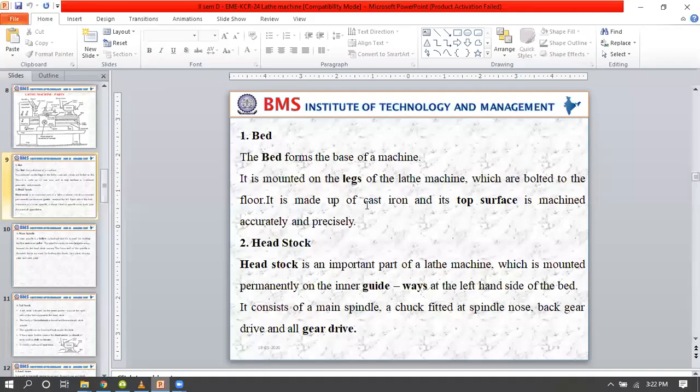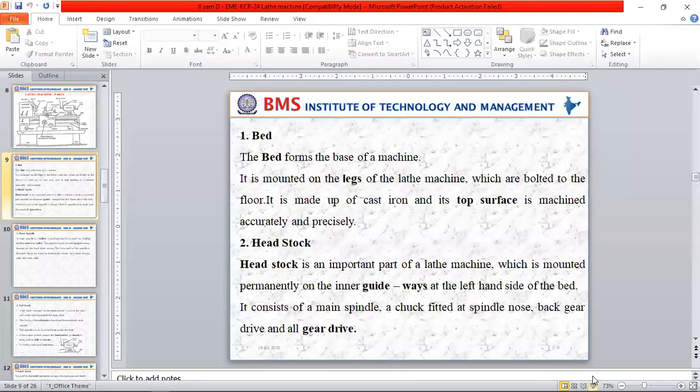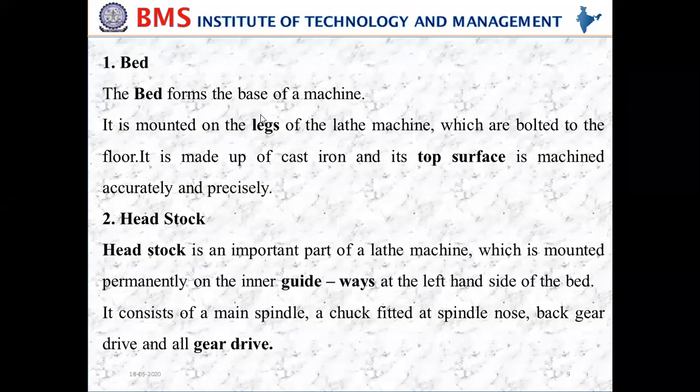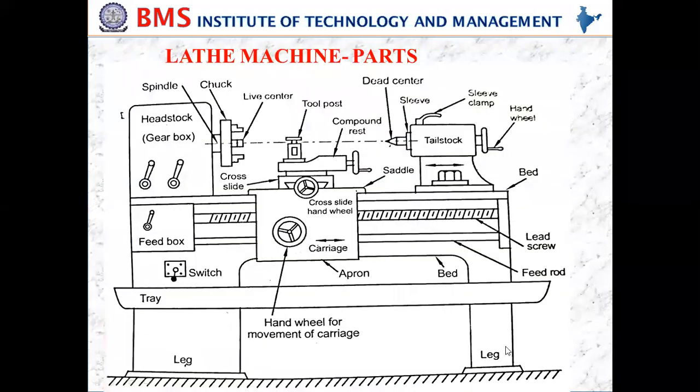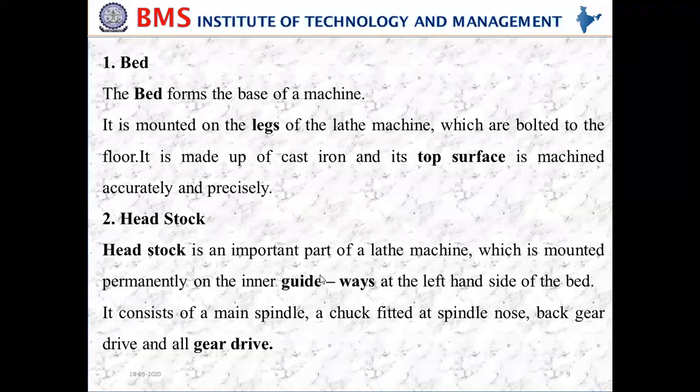So first we discuss the lathe bed. It forms the base of the machine, and it is mounted on the legs of the lathe machine, which are called legs or columns. These two are the legs of the lathe machine. It is made of gray cast iron, and its top surface is machined accurately and precisely.